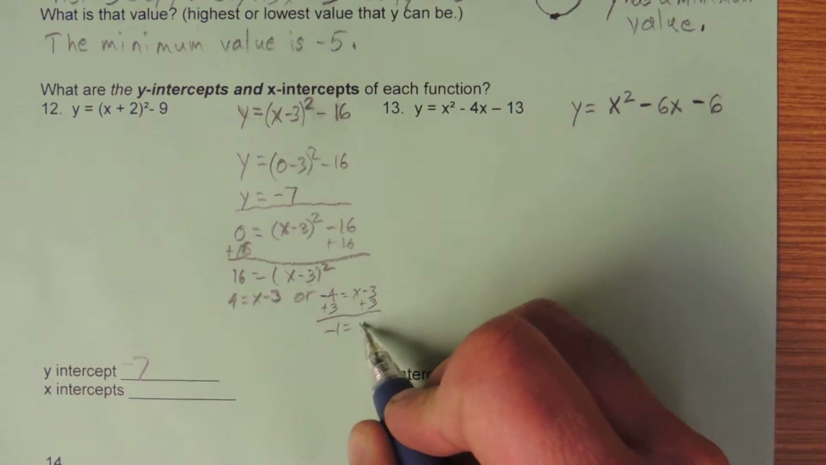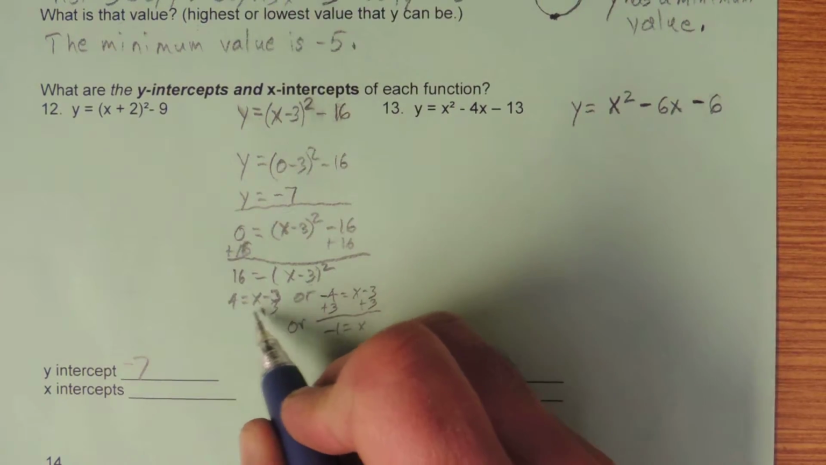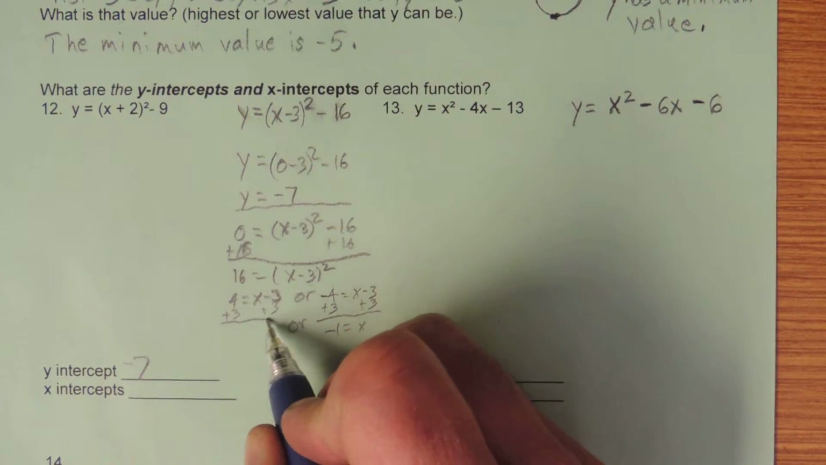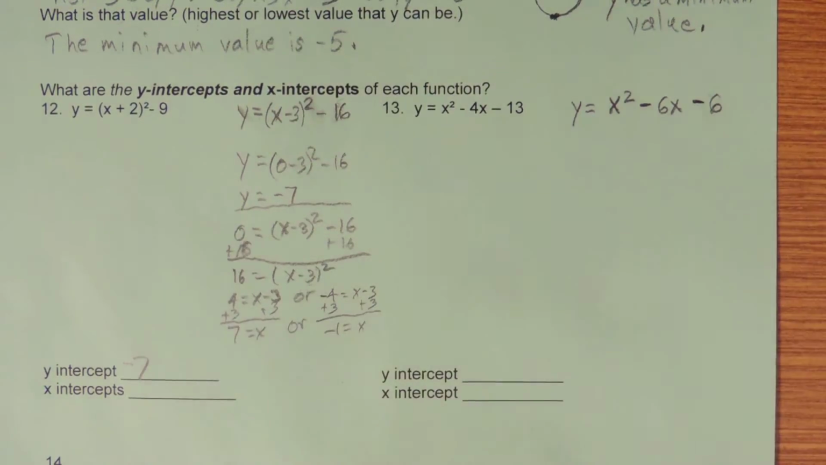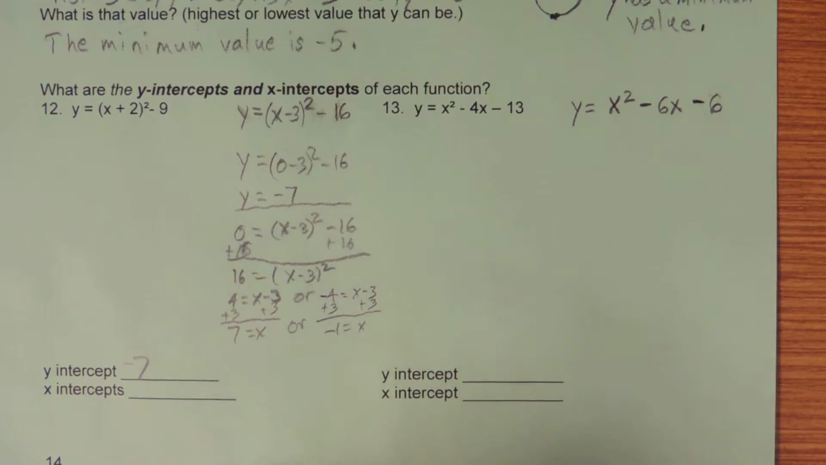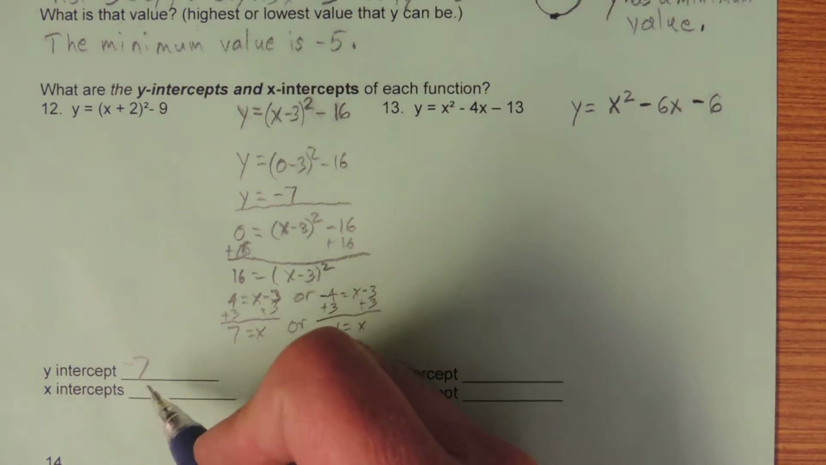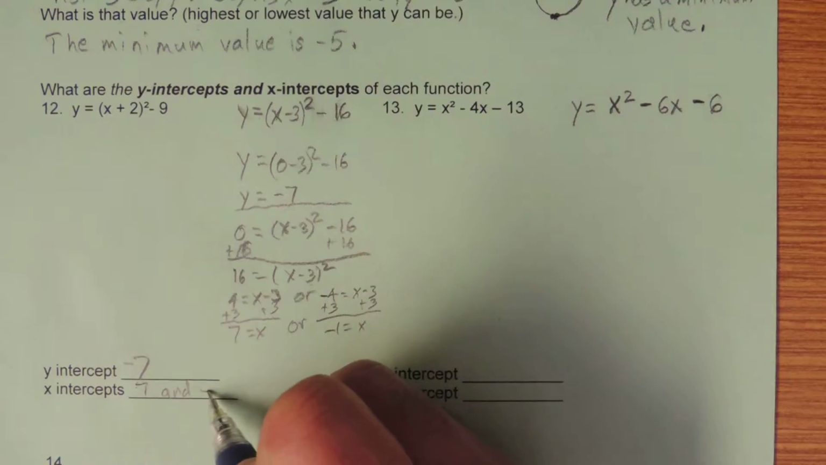Negative 1 equals x, or 7 equals x. So I can say x equals 7 or x equals negative 1. My x-intercepts are 7 and negative 1.